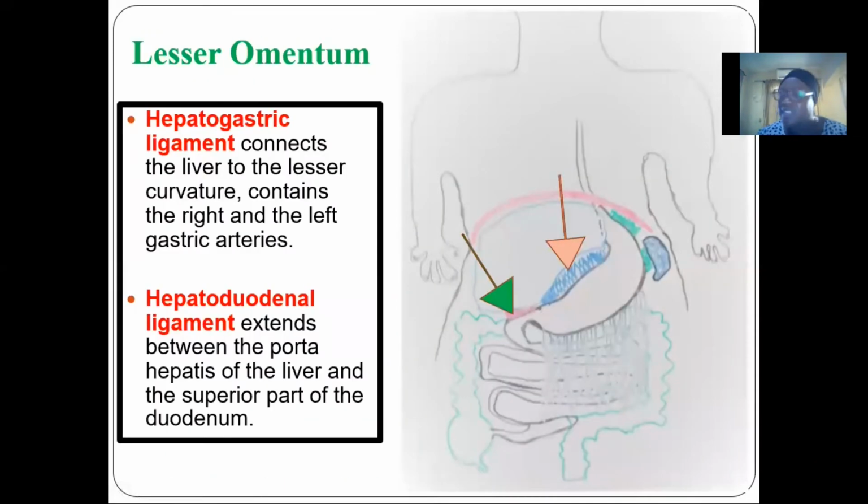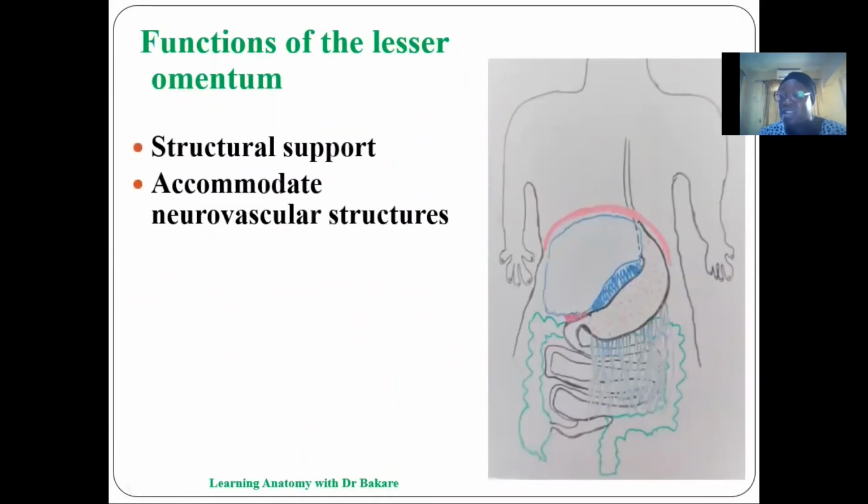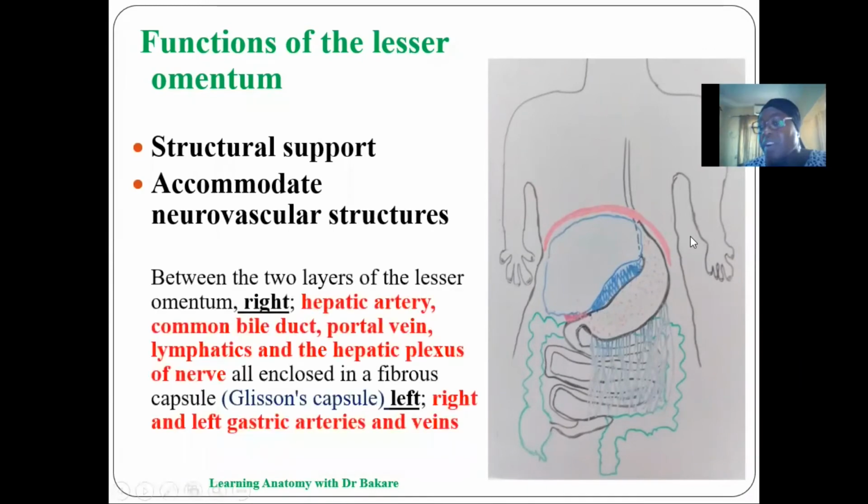Okay, what are now the functions of this lesser omentum? Apart from creating structural support or helping to hold the stomach in place at the upper region, it also helps to accommodate neurovascular structures. We already know that the lesser omentum is further subdivided into the hepatogastric ligament and the hepatoduodenal ligament. So these two ligaments are different regions forming the lesser omentum, accommodating different vessels.